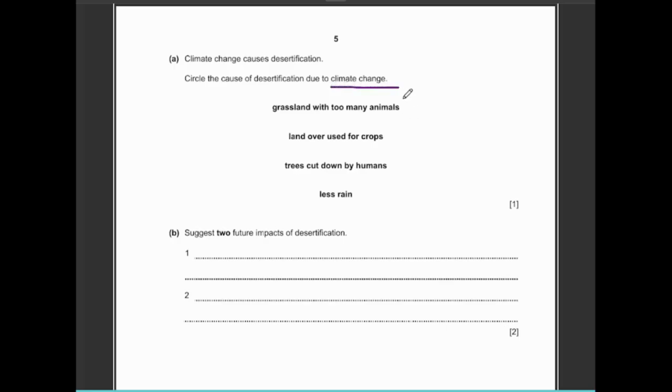Basically all these are valid answers for desertification, but when they mention climate change, we need to check only with the climate, and the climate related answer is this: circle the crow. If you do it this way, or if you put a tick mark, both will be invalid, guys. Invalid. So always circle the correct answer.